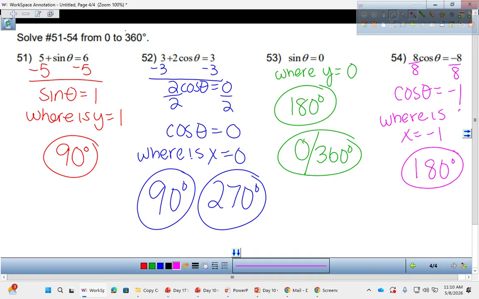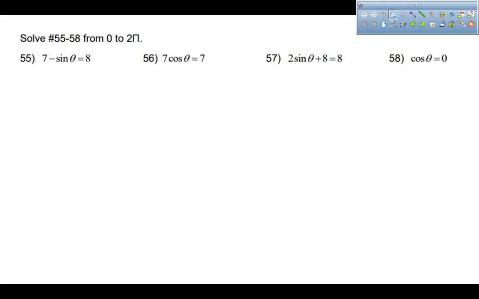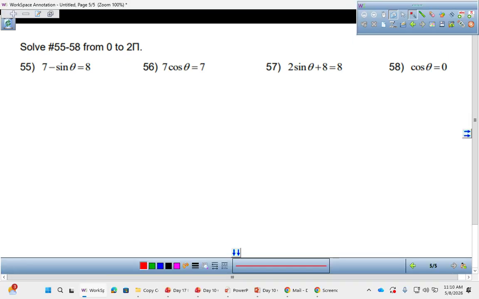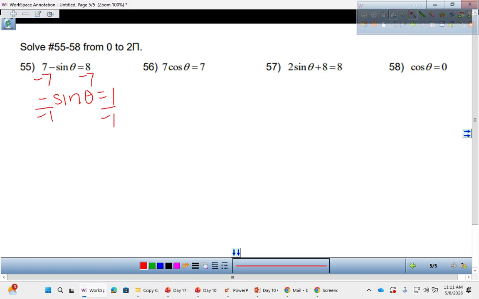In my opinion, easier. You don't have to do any work. You just find them. And the corner points are the ones you already know. We've been using them all unit. We're just adding the coordinates to it. You do the same thing in radians. So the next directions say 0 to 2 pi. And so instead of using 90 degrees, I'll use pi over 2. Instead of using 180 degrees, I'll use pi. So if I want to get my trig function alone for 55, I would subtract 7. And that's 1. And I would divide by -1 to get rid of that negative symbol.